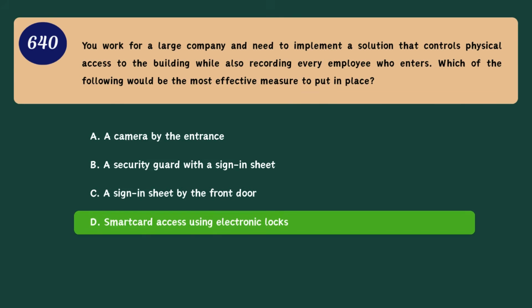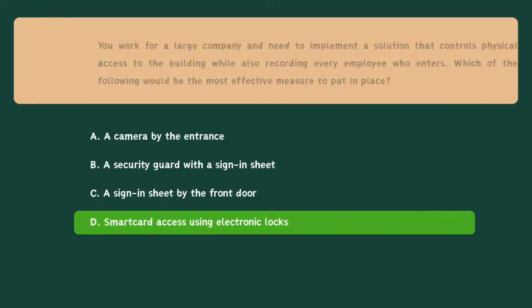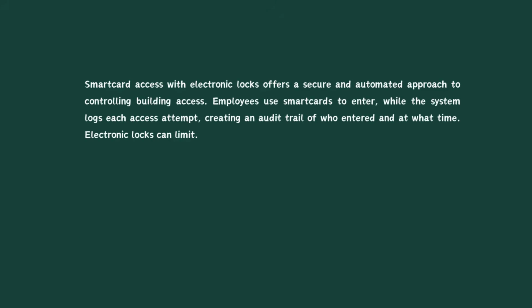Correct answer: D. Smart card access using electronic locks. Smart card access with electronic locks offers a secure and automated approach to controlling building access. Employees use smart cards to enter, while the system logs each access attempt, creating an audit trail of who entered and at what time. Electronic locks can limit.